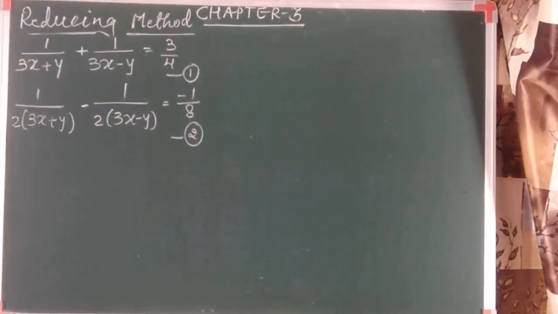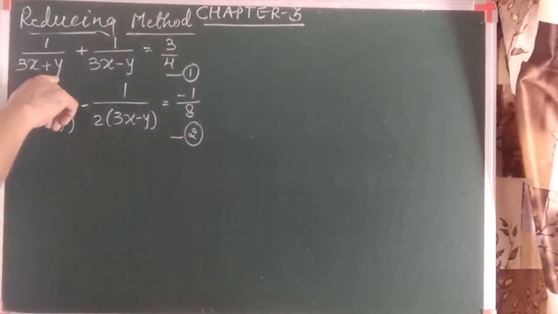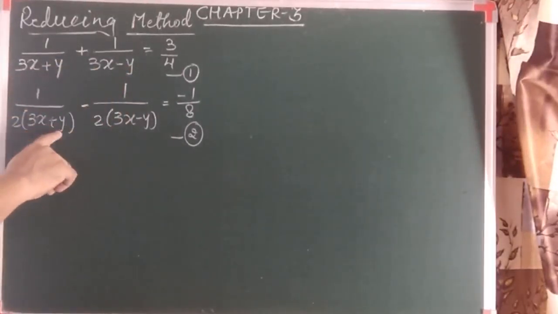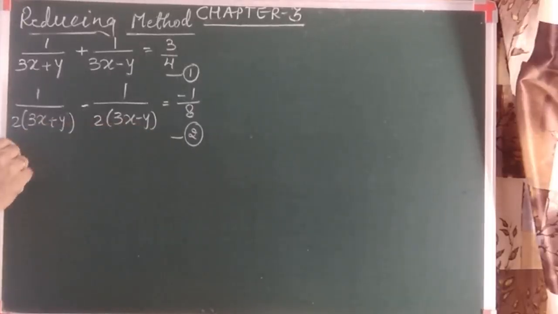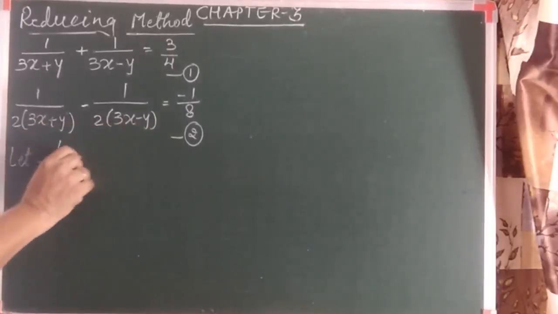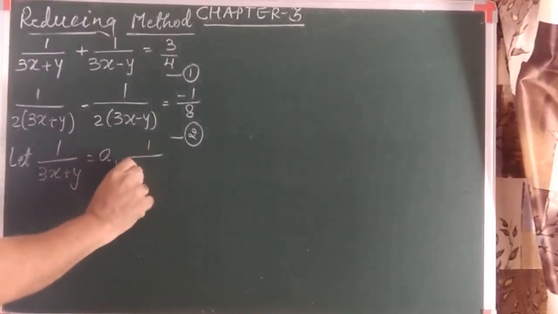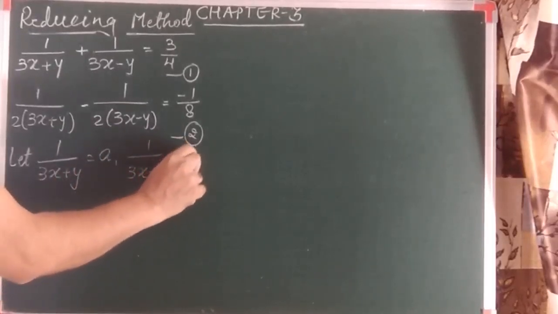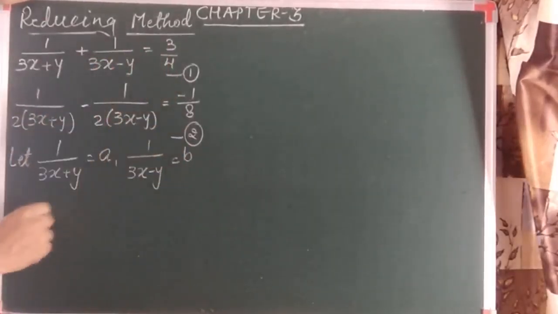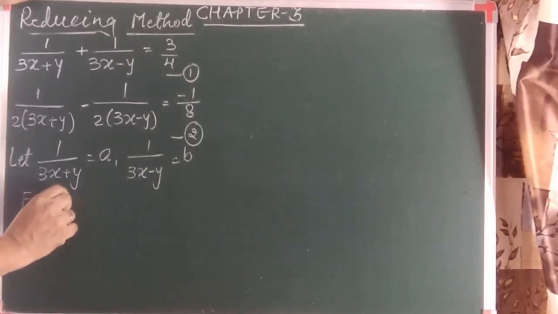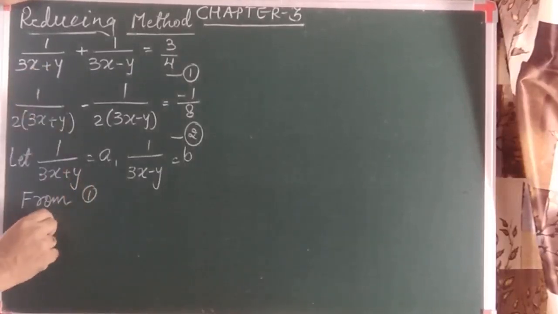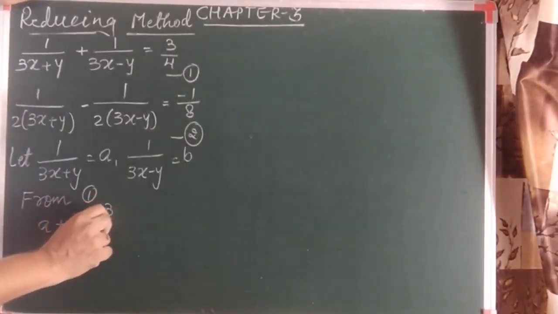It is very important, and in this kind of questions there are chances to come in the examination. So now look at the denominators: 3x plus y, 3x minus y. Here we will suppose 1 upon 3x plus y as a and 1 upon 3x minus y as b. Now substitute both the values in equations 1 and 2. So from equation 1, if I substitute this value, I get a plus b is equal to 3 by 4.